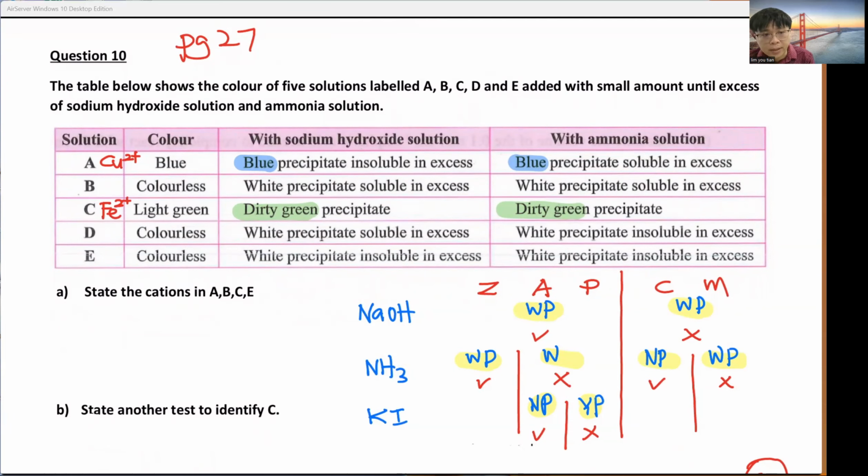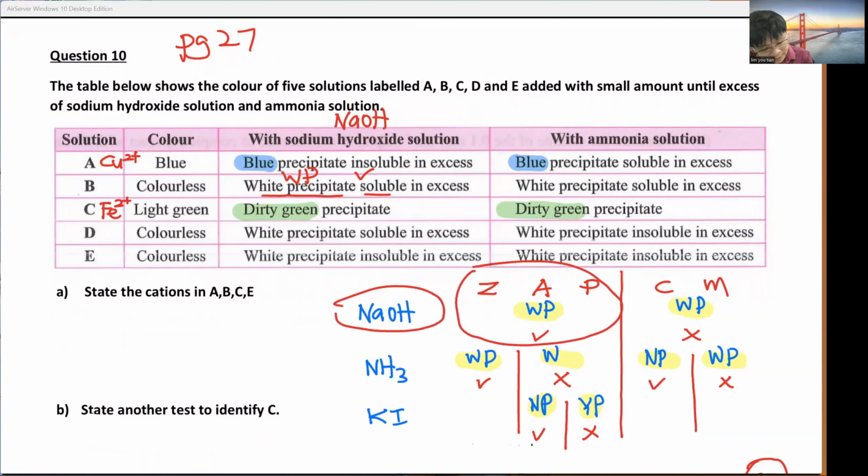Then for B, we check B. When you put sodium hydroxide, the result is a white precipitate that is soluble. So white precipitate soluble is this one, ZAP. Then the second one, white precipitate also soluble. So we know it's zinc already.